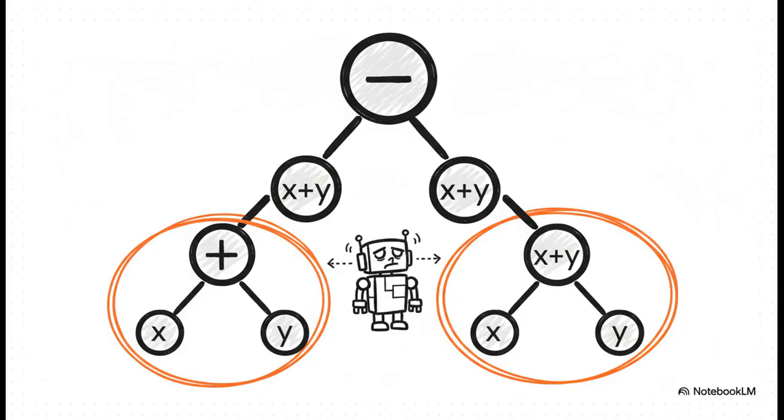Just look at this super simple example. We've got x plus y showing up 2 times. A normal syntax tree would build a whole little structure for the first x plus y, and then it would do the exact same thing all over again for the second one. That is just wasted effort, and in the world of computing, that's a huge waste of time and power.